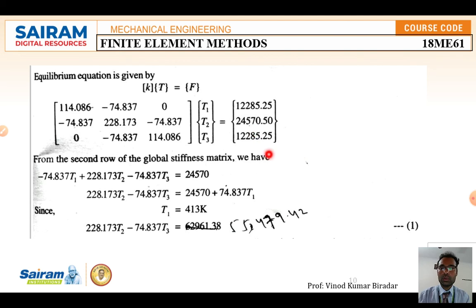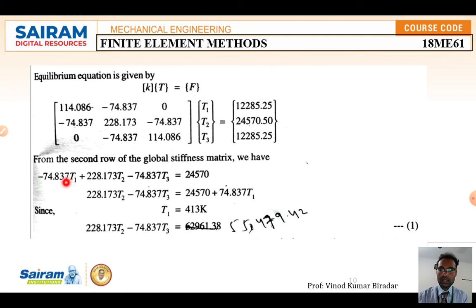After writing this equilibrium equation, we have to apply the boundary condition. We know that T1 is given. Already T1 is given as 413, so from the second row of the global stiffness matrix, delete the first row and first column, and write down the second one: minus 74 into this, plus 28 into T2, minus T2 into this 33, which is equal to this. Again we know this T1 value.